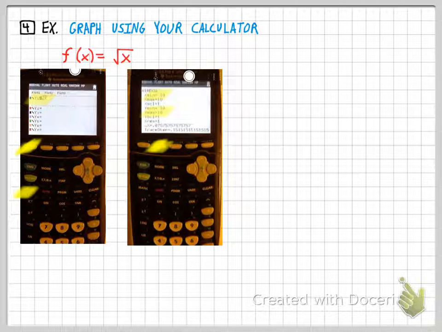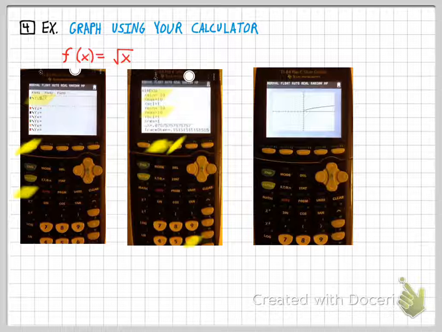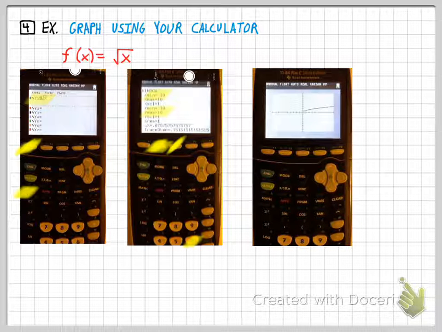A quick way to get a 10 by 10 window is to hit zoom and then the number 6. So zoom 6 will always set your calculator to a 10 by 10 window. Okay, and finally you're going to hit the graph button over here on the right. And when you hit that, we do in fact see our function. It's kind of small on here, but hopefully you recognize that graph as a function you've seen before.